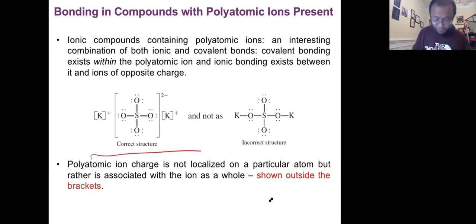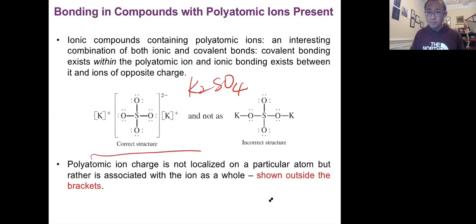Here's the example, K2SO4. Why K2? Because potassium charge is +1, SO4 charge is -2. You need 2 potassium to make the total charge 0. This compound is an ionic compound. Why? Because you have a metal and a polyatomic ion. Metal is potassium plus polyatomic ion is sulfate. So this is an ionic compound.